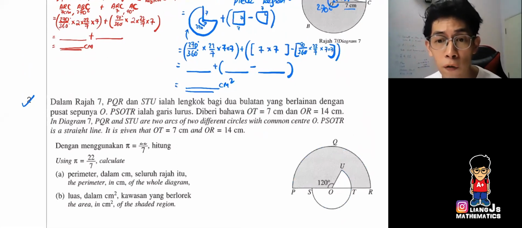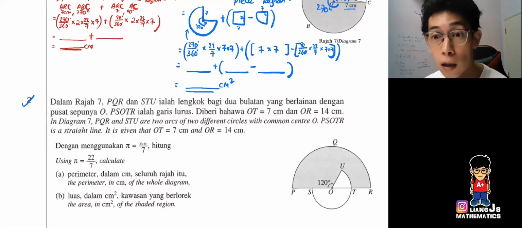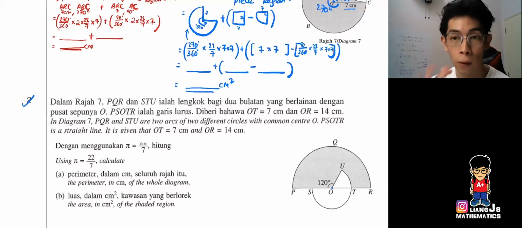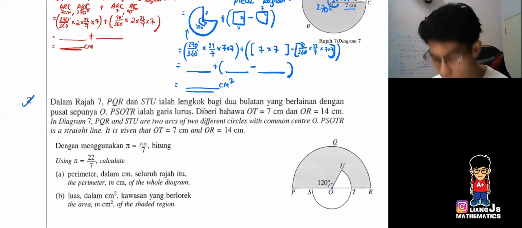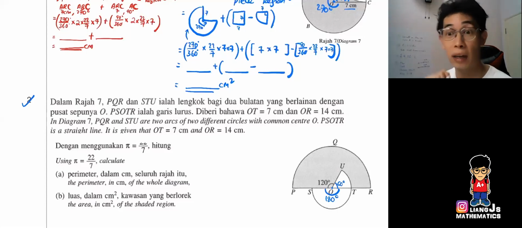And then it says 2 different circles with common center O. Common center O, right? The center gives you the angle, everyone. Then the next one comes in: PSOTR is a straight line. A straight line means the side of it will be 60 degrees. Yes, I get the angle already. And this one being the semicircle of 180 degrees. Fantastic, I get all the angles.